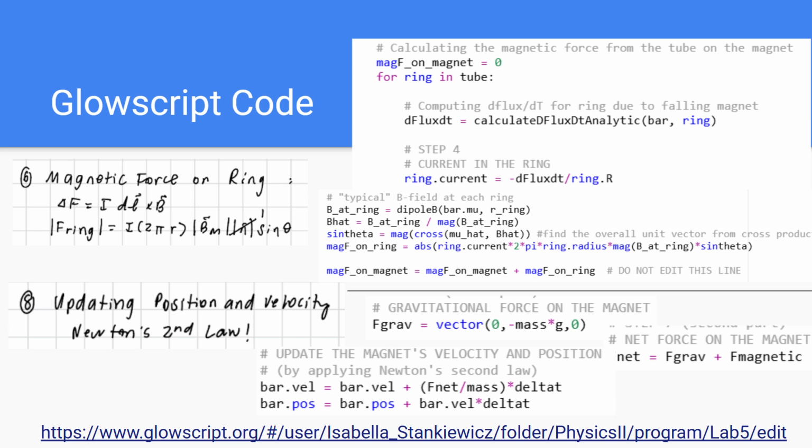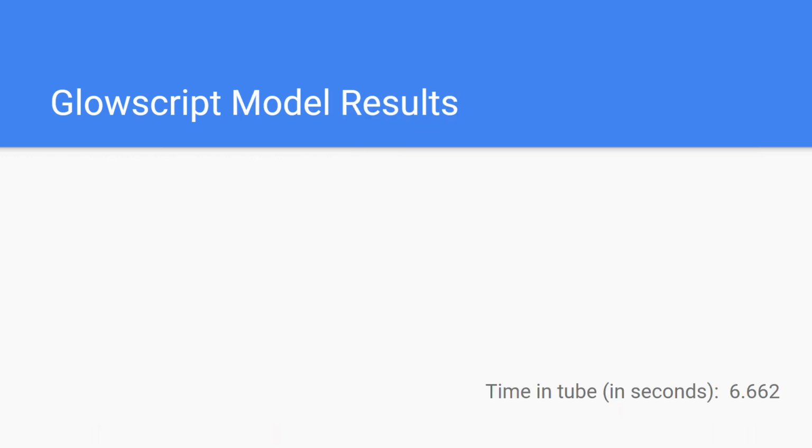Then we calculated the magnetic force on the ring, which, as I had hinted before, we end up adding all of the d flux dt values to get a total magnetic force on the magnet, which we then add to the gravitational force to get the total net force on the magnet. And we use this net force to update the bar magnet's velocity and its position. And this is a practice that we did in almost all the Physics 1 labs. So it's a good tying together of all our new knowledge into one final lab.